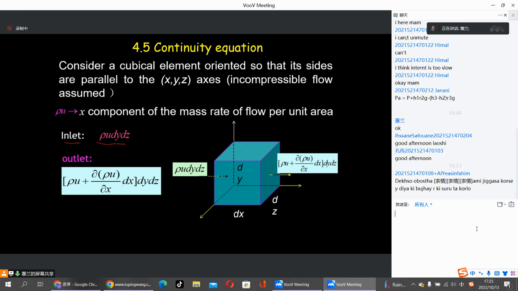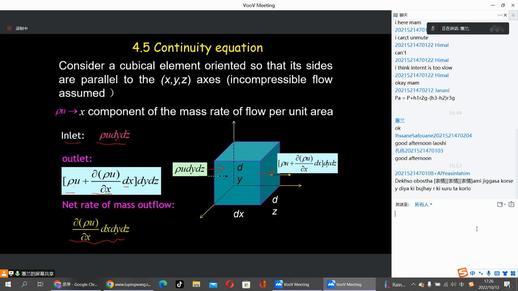And according to the Taylor series expansion, we can write down the x component of the mass flux through the right side. That would be rho u plus its spatial derivative with respect to x times dx. This means the mass flux is different because its spatial derivative is not equal to 0, right? So some go into the control volume, some go out of the control volume, and the net mass outflow through the control surface in the x direction will be this one minus this one, right? Because this is out, this is in.